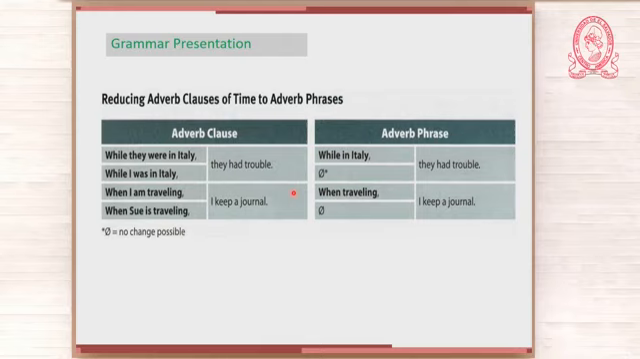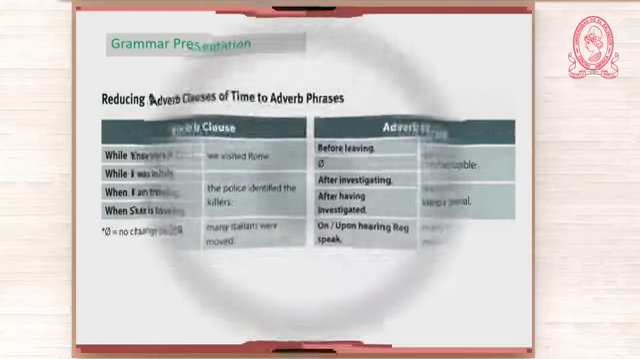Okay? Now, let us look at the other one. When Sue is traveling, I keep a journal. What is the subject in the adverb clause? It is Sue. And what is the subject in the independent clause, in the main clause? It is I. Can I reduce it? No, because here you have different subjects. So it is not possible to reduce it. Now let us continue.